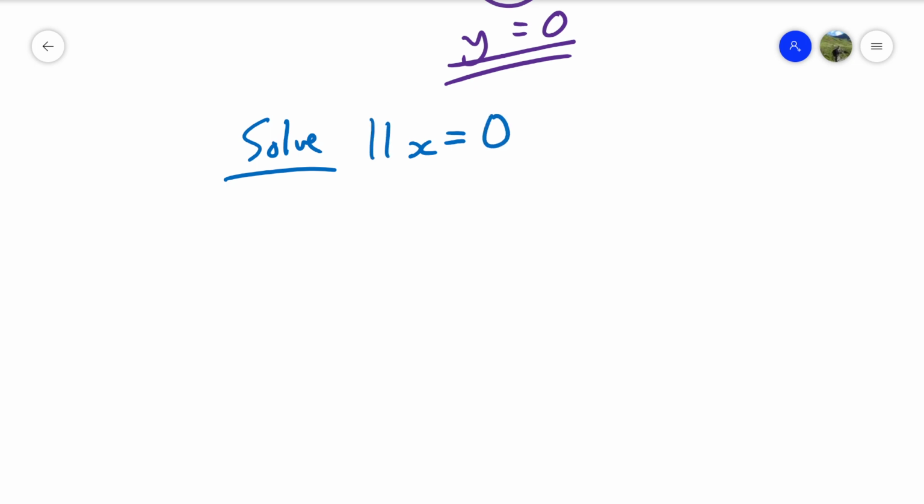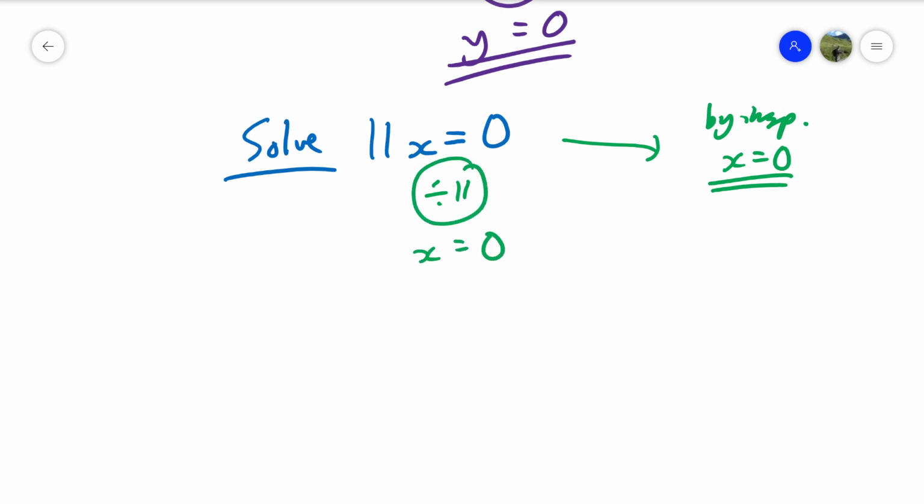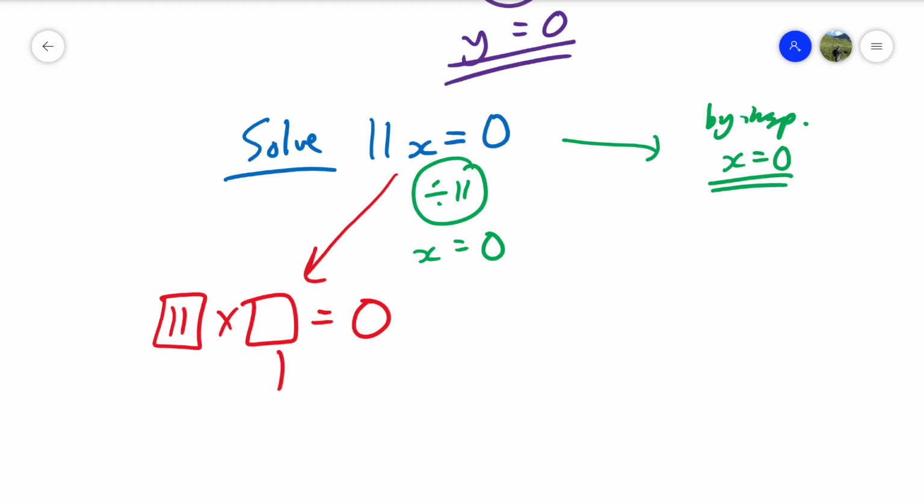Have a go in your own time. See you back here in a moment. X equals 0. By inspection, again, we can just say by inspection again for this. You might divide both sides by 11. Alternatively, you might have said, well, something times something equals 0. We know the first something is 11, therefore the second something must be 0. That's a clear way of talking it through.